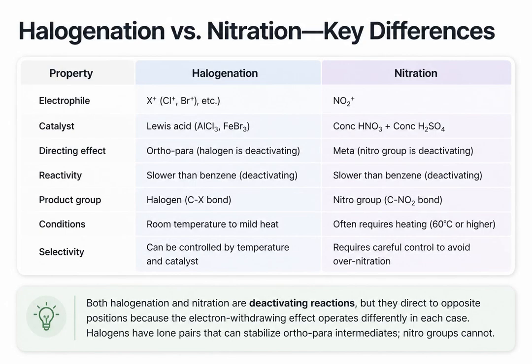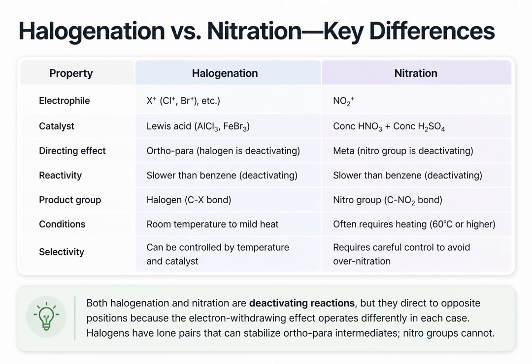Halogenation and nitration are both electrophilic aromatic substitution reactions, but they differ in important ways. In halogenation, the electrophile is a halogen cation like Cl+ or Br+, activated by a Lewis acid catalyst. In nitration, the electrophile is the nitronium ion, NO2+, generated from nitric acid and sulfuric acid. Both reactions are deactivating. They make the ring less reactive to further substitution. But here's the key difference.